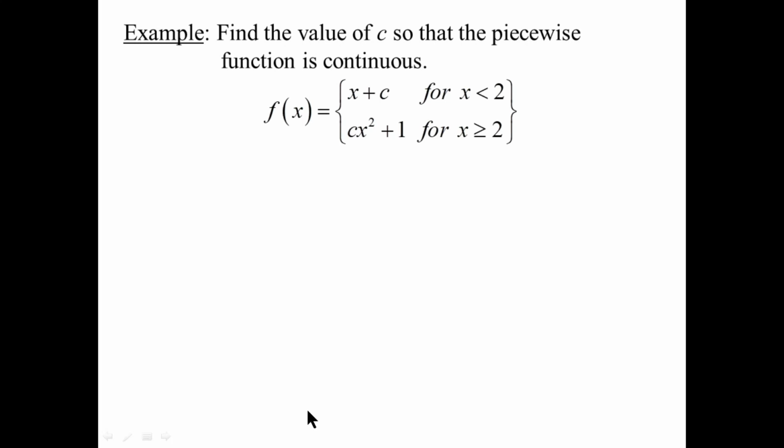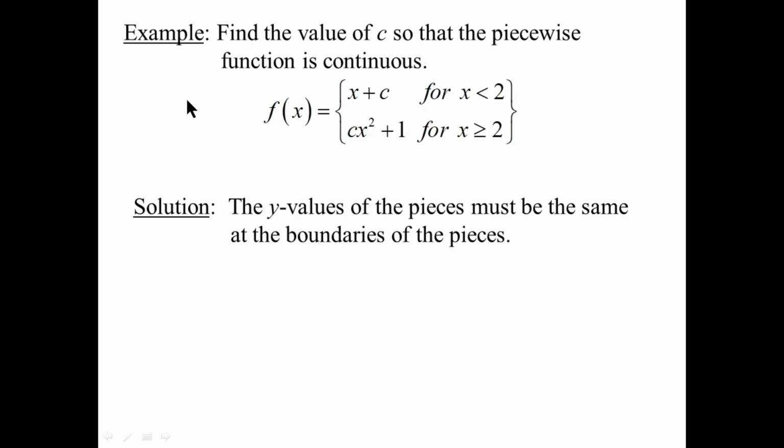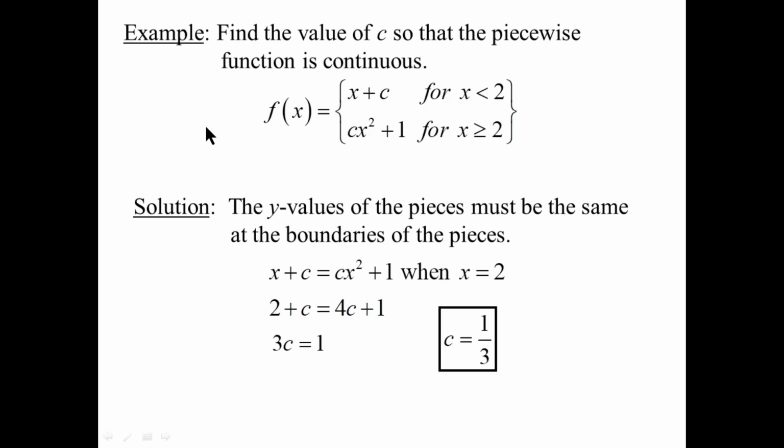A typical question that you might be asked is find the value of c so that the piecewise function is continuous. For this piecewise function to be continuous, the y values at the boundaries must equal when we're at the boundary. So the y values of the pieces must be the same at the boundaries of the pieces. So what we do is we equate both the pieces of the function when x equals the number at the boundary. In this case, that's 2. Plugging in 2 for x, doing the simple math, and we have it.